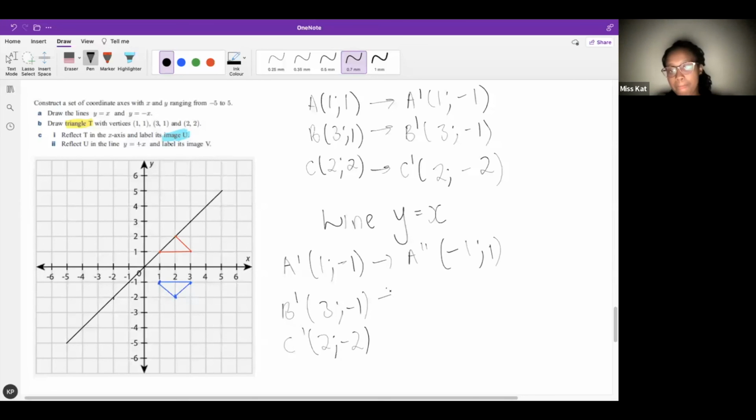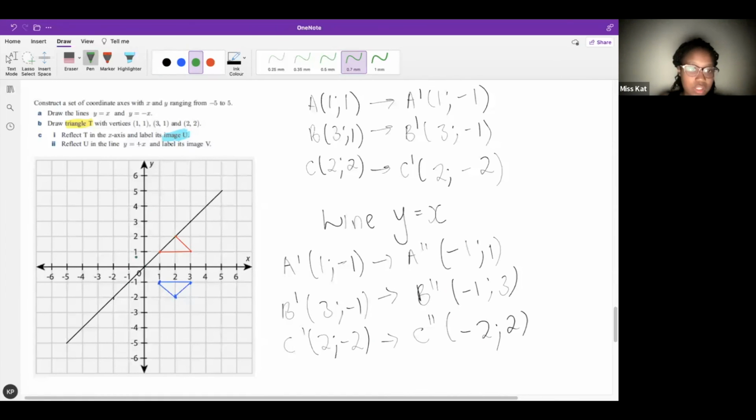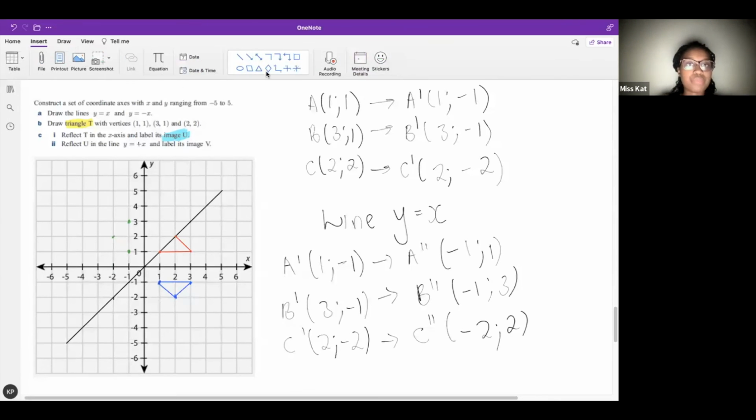B will be -1 and 3. And the last one, -2 and 2. Now let's draw it. Okay, let's draw it. So A will be -1 and 1. B, -1 and 3, which is over there. And my C is -2 and 2. So my triangle is over there.